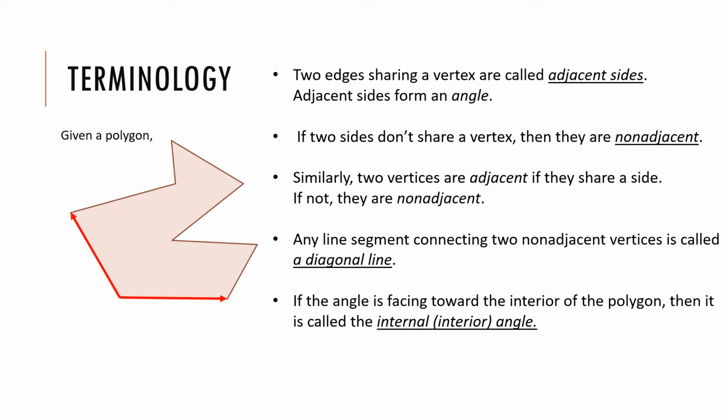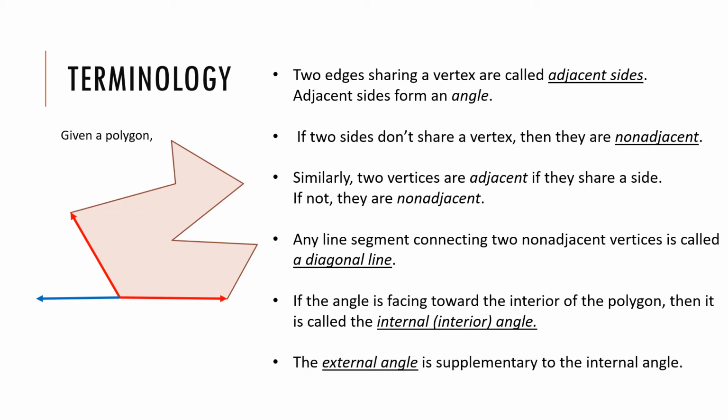Now you may wonder what an exterior angle is. The exterior angle is defined by extending one of the sides. You can see this blue ray right here, and we measure the angle between this extension and the other side. Simply, you can think of that as the supplementary angle to the internal angle.